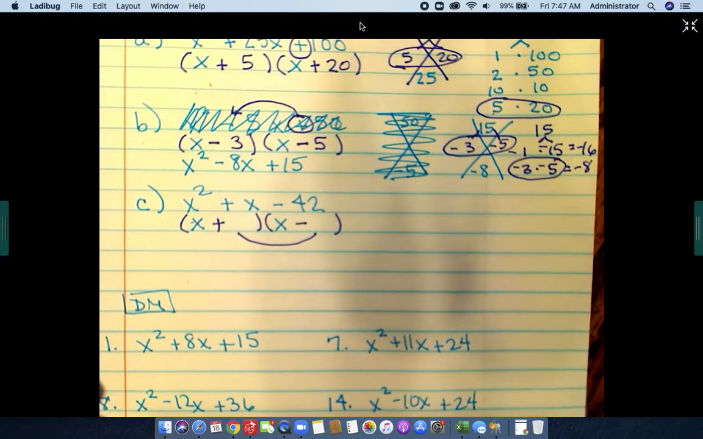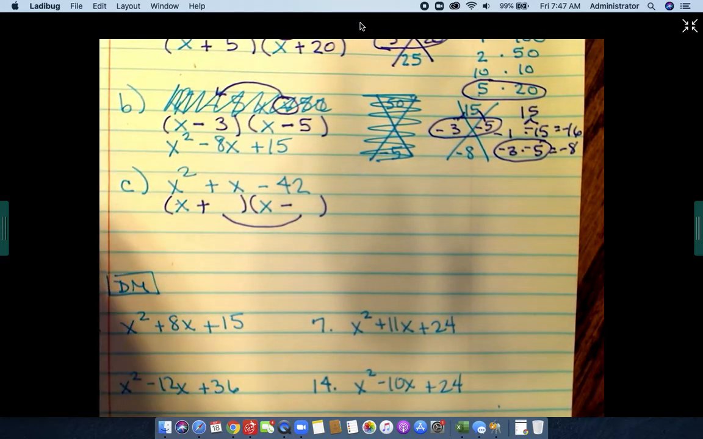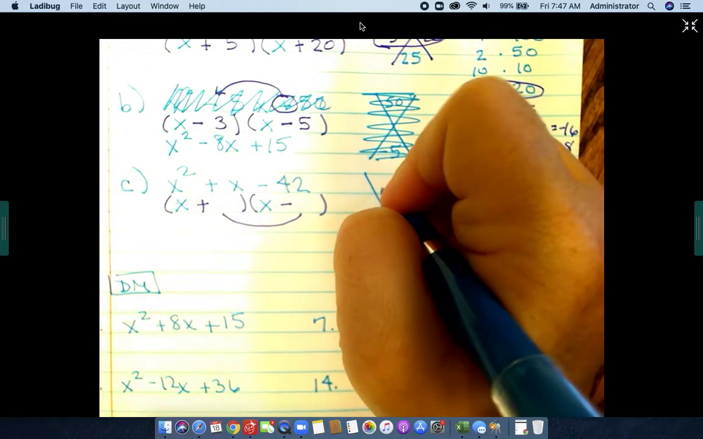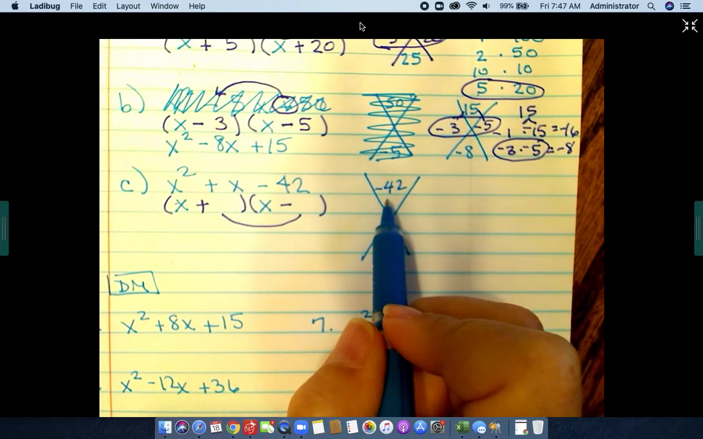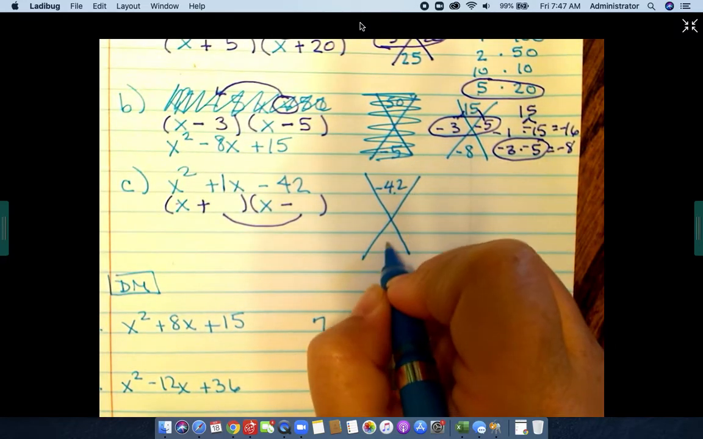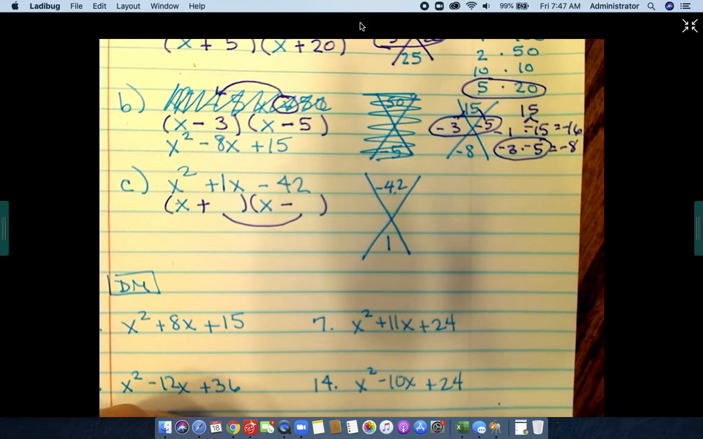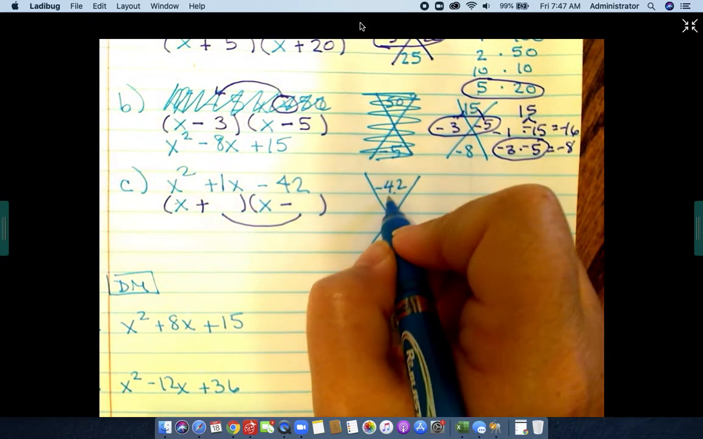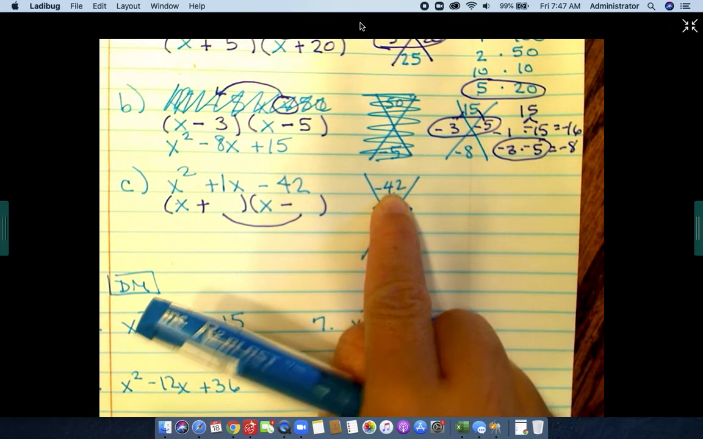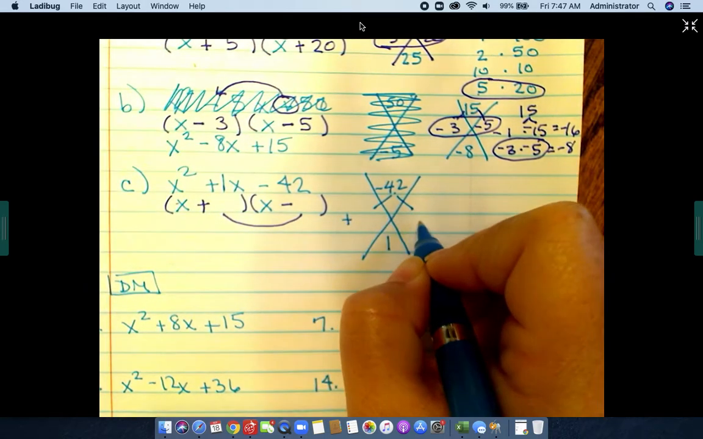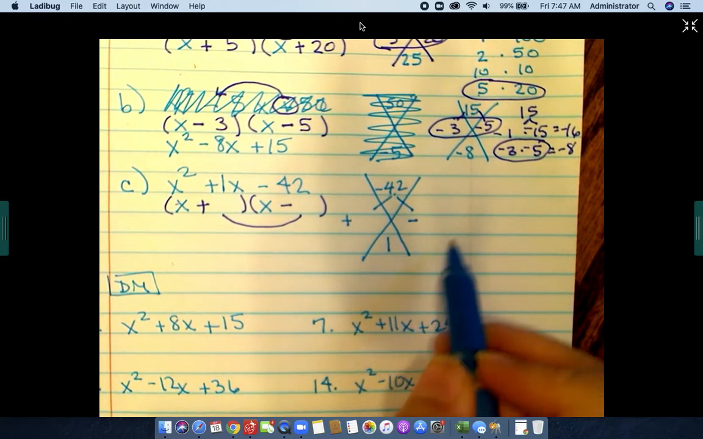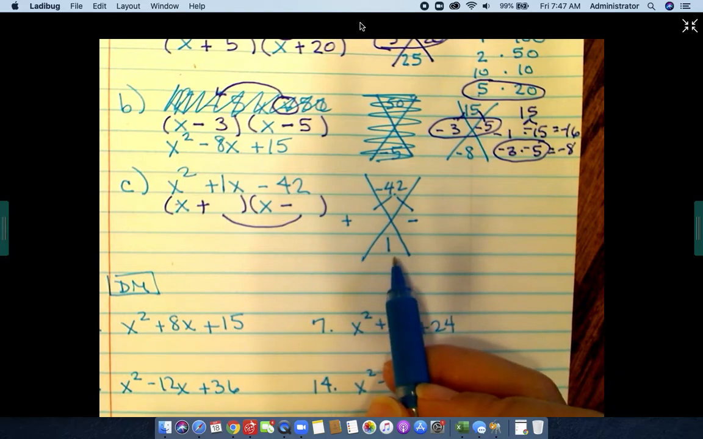Lastly, for C, I have a negative 42, so that's what I'm going to put at the top of my x. And I'm trying to find the factors that combine to give me an understood 1. Remembering that when I break these numbers down, in order to multiply to get a negative number, I'm going to have one positive and one negative. So that means I have to subtract the factors to get 1.